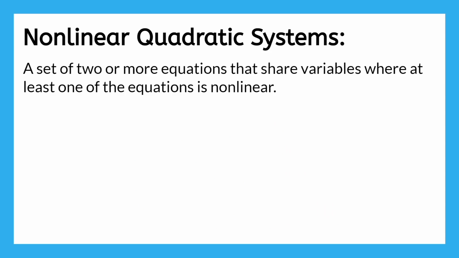Nonlinear systems are simply a set of two or more equations that share variables, where at least one of the equations is nonlinear. Even though it sounds funny, a linear quadratic system is technically also a nonlinear quadratic system.